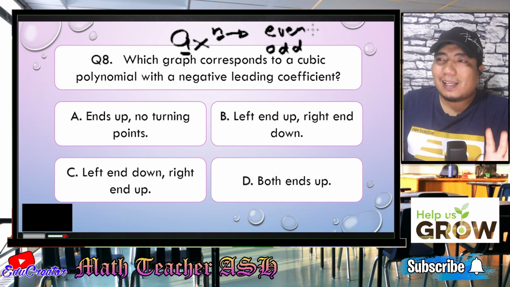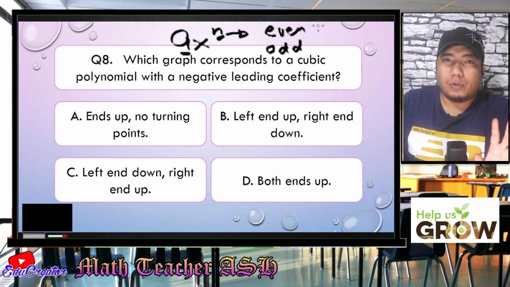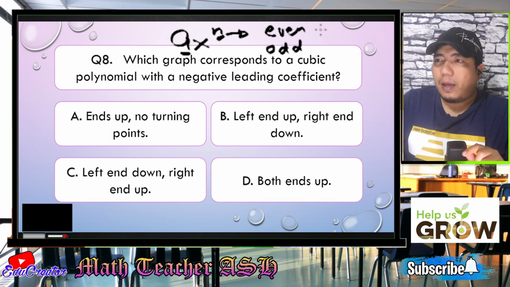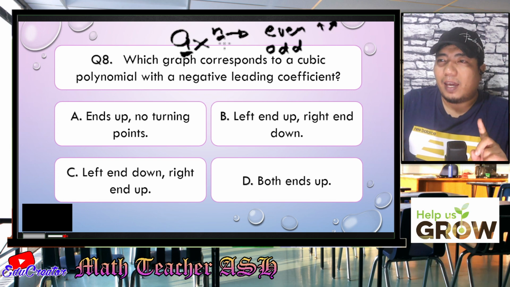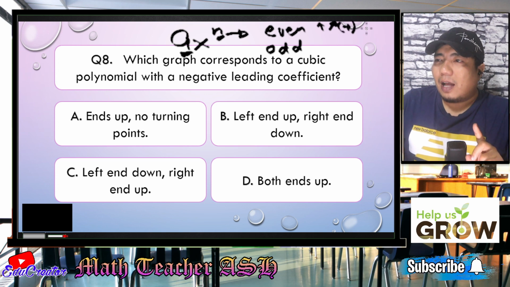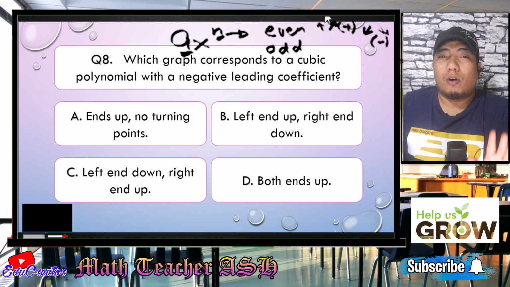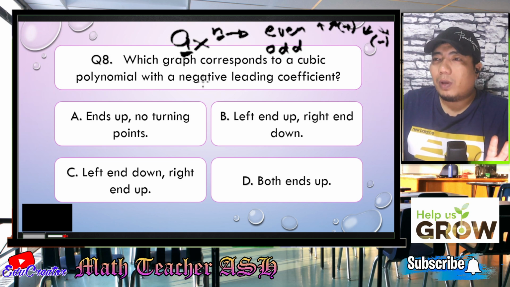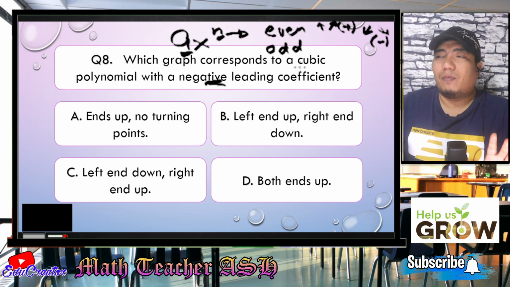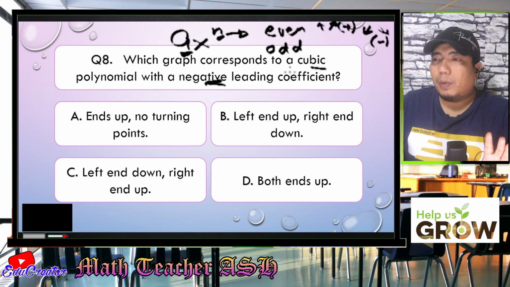When it is even, the ends of your graph are upward if the value of a is positive. Otherwise, the ends will be downward if the value of a is negative. When we say the value of a, we mean the sign of your leading coefficient. So we have here a negative leading coefficient, but we are talking about a cubic, that is x cubed. Therefore, it is under the odd.